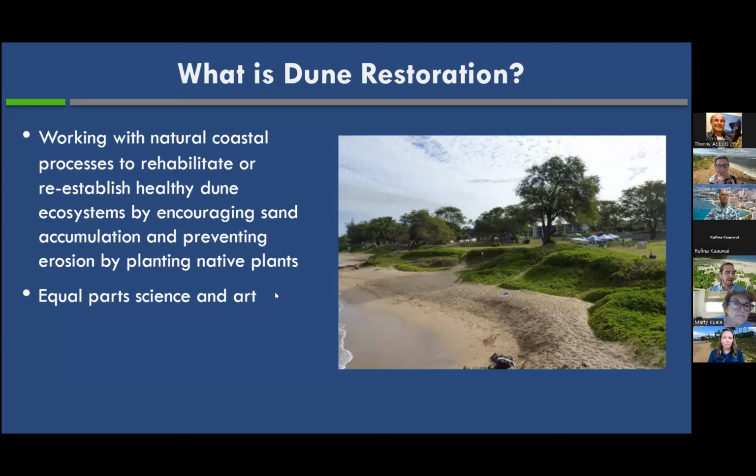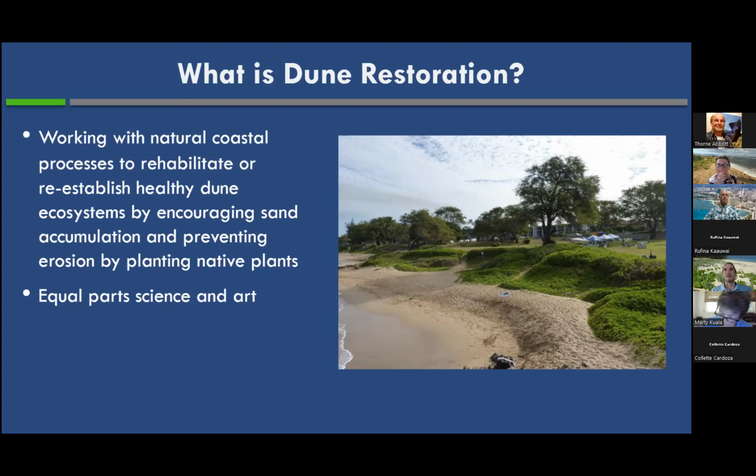It's important to make a quick distinction between beach nourishment, which is also sometimes called beach restoration, and dune restoration. So beach nourishment or beach restoration involves bringing sand in from an outside source, such as pumping it from offshore, and then placing it on the active beach. When we talk about the active beach, that's the wet part of the beach where the waves regularly wash in and out. So beach nourishment is beyond the scope of this manual.